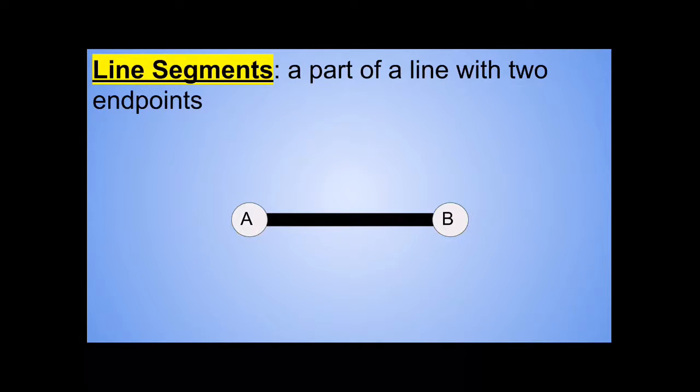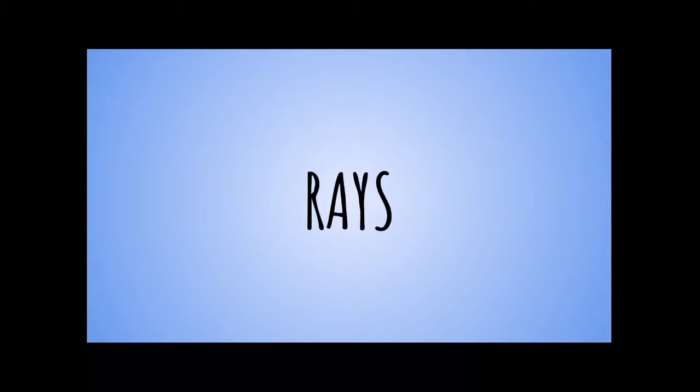And that is called a line segment. A line segment is a part of a line with two endpoints. A line segment does not go on forever. It stops at the point on each end of the segment. In order to name a line segment, you take the name of each endpoint and write them in capital letters right next to each other, and then you write a little line right above it with no arrows to show that this is a segment and it doesn't go on forever.